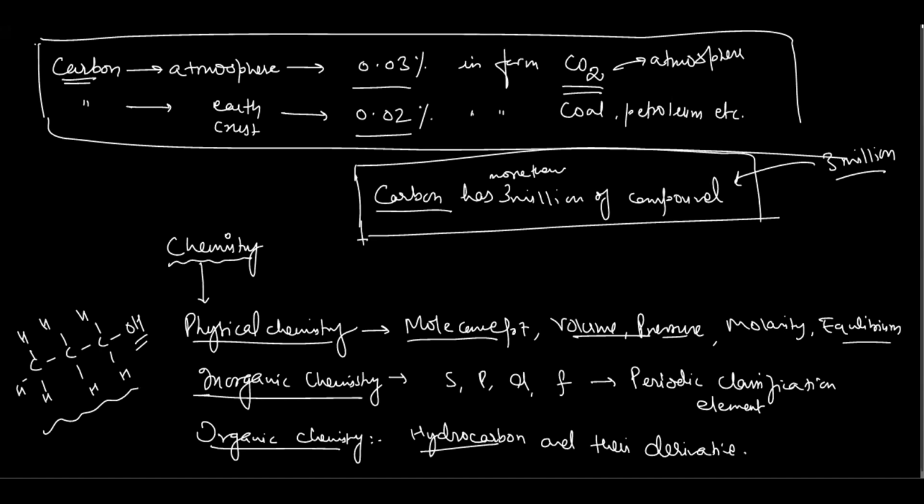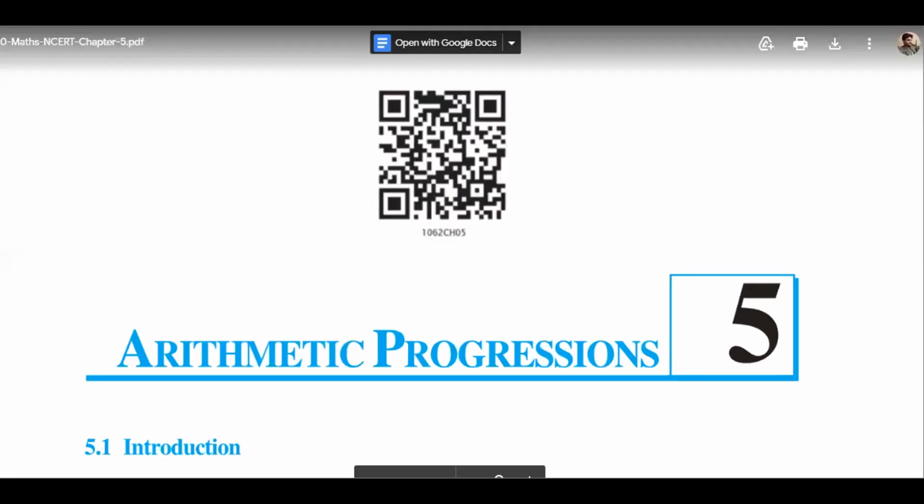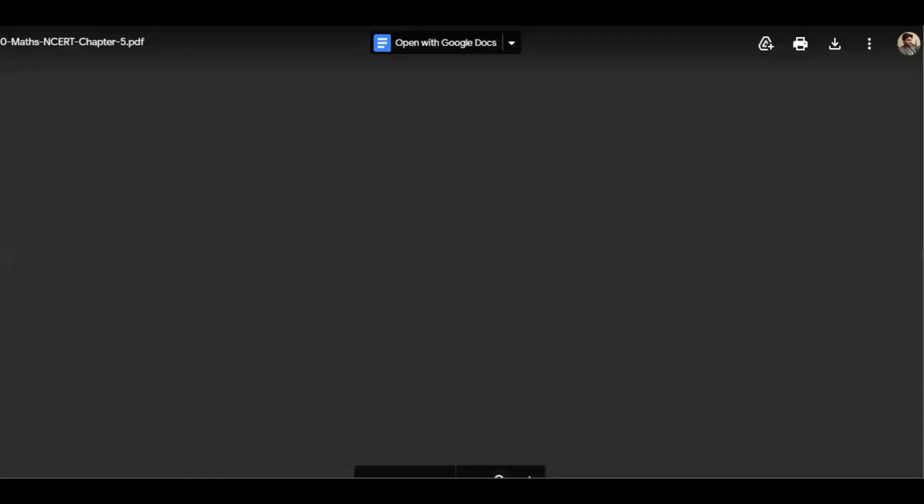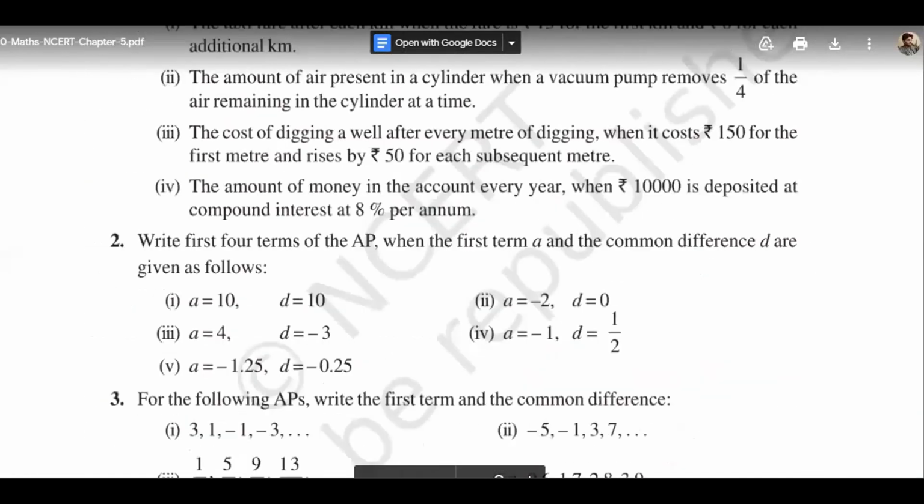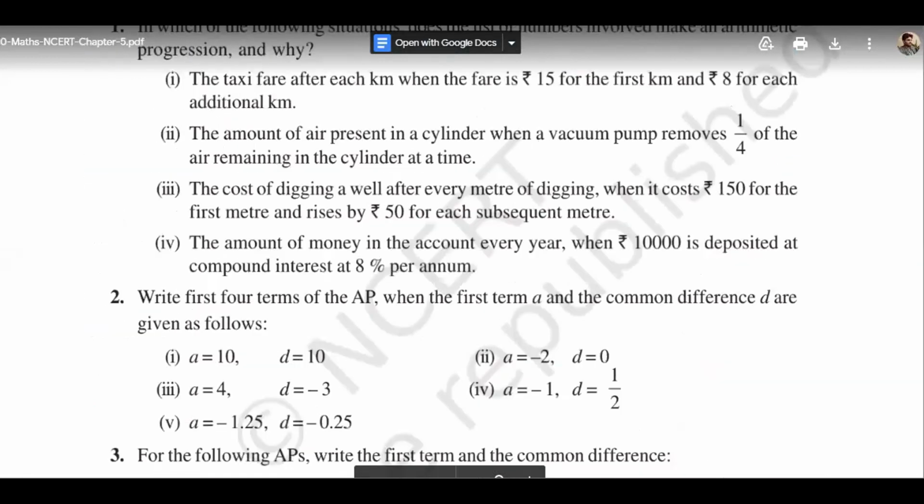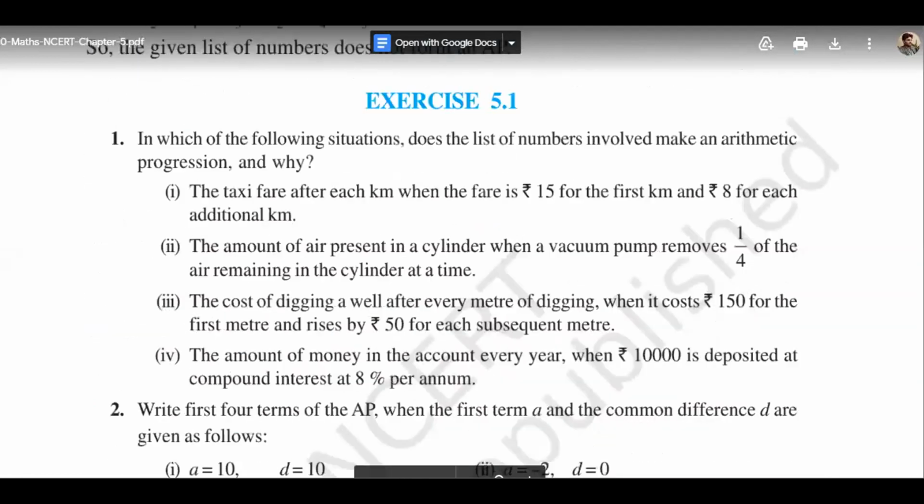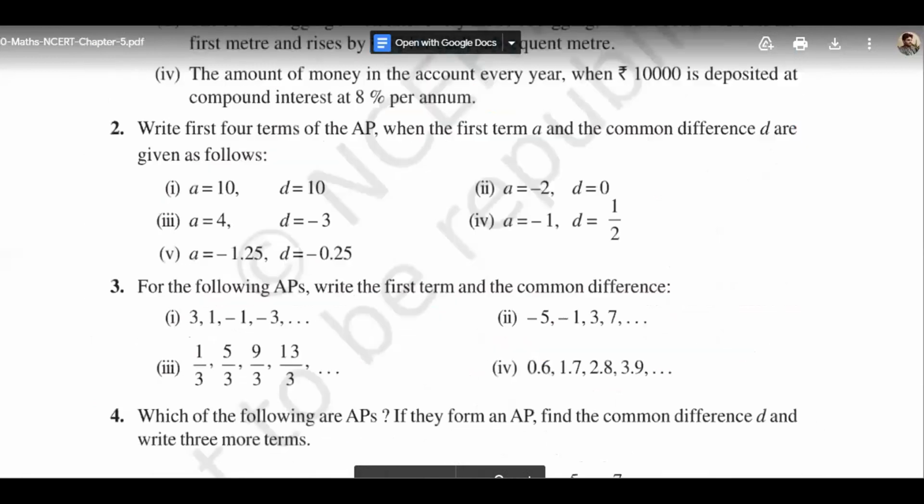Sir, can you tell me what's AP again? I'm a little bit confused. Arithmetic progression is a series of numbers that we are going to study, having a common difference. Arithmetic progression, and they are added with a common difference. Okay.